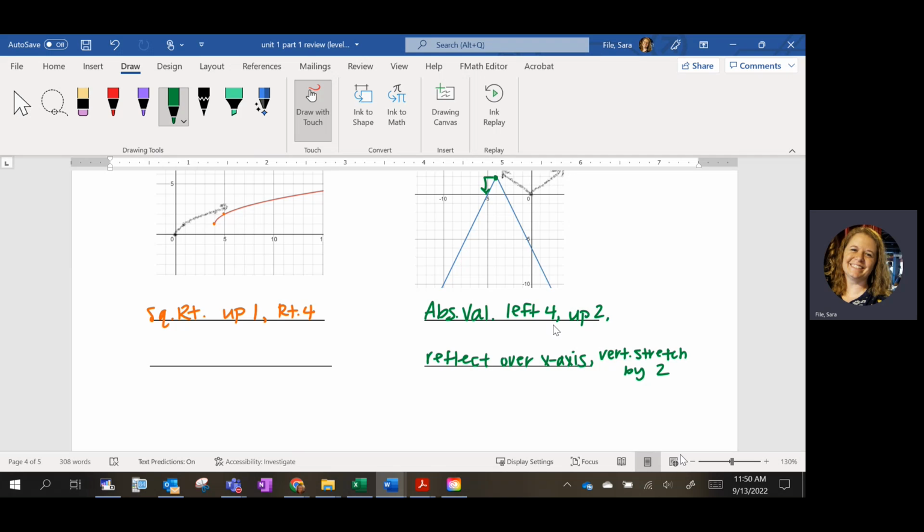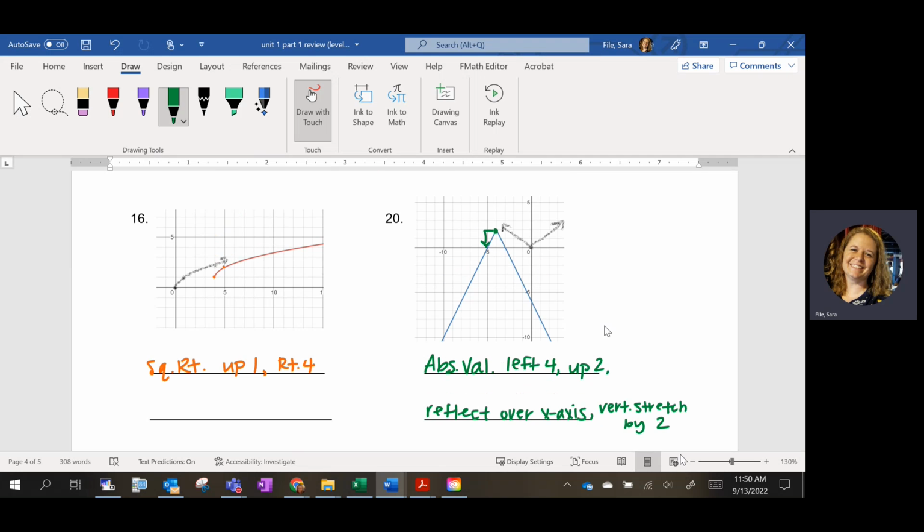Okay. It didn't ask you to write the equations for these, but just for the heck of it, just so you understand the transformations a little more. If I have this equation, it is reflected, so it should have a negative a. It's stretched by 2, so a is 2. And then you have your absolute value bars. On the inside, you would have your h, which is left 4, so it will actually be plus 4. And close your absolute value, and then it's up 2. So your k would be plus 2. So that's what the equation would look like.